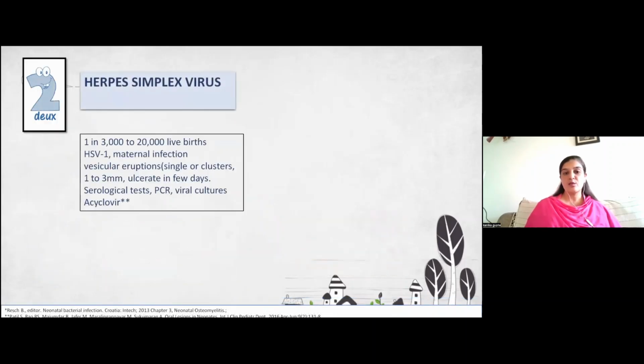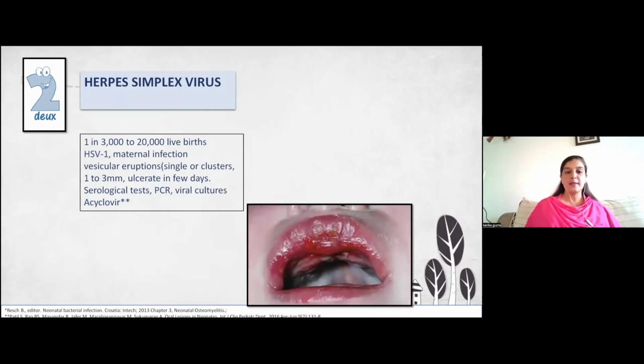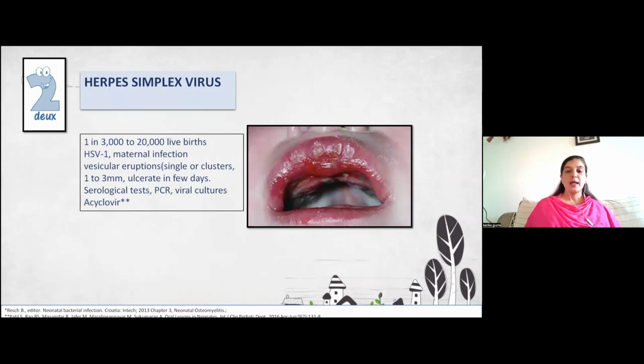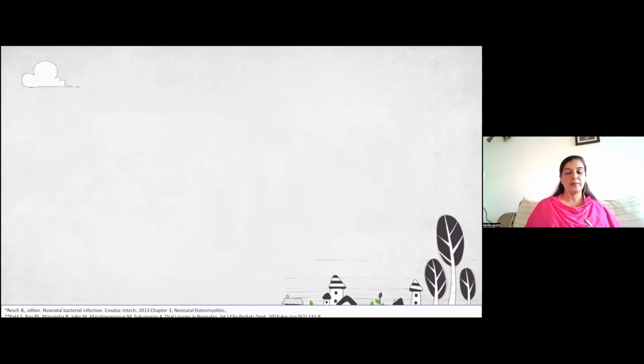Herpes simplex virus infection commonly happens in 1 in 3,000 to 20,000 live births, occurring because of herpes simplex 1 virus. It may happen because of maternal infection, so it is a vertical transmission. The eruptions happen in the form of vesicles, either single or in clusters, 1 to 3 mm in size. They ulcerate in a few days. Identification involves serological tests, PCR, and viral cultures. Treatment is with antiviral drugs like acyclovir.